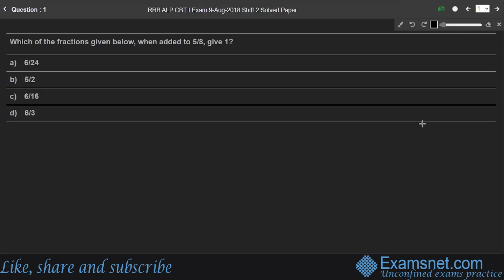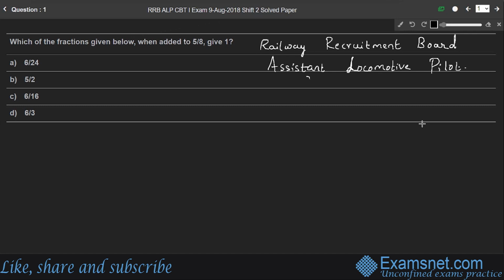Hello students, today we are going to solve the RRB ALP CBT exam, that is Railway Recruitment Board Assistant Locomotive Pilot exam, 9th August 2018 paper.